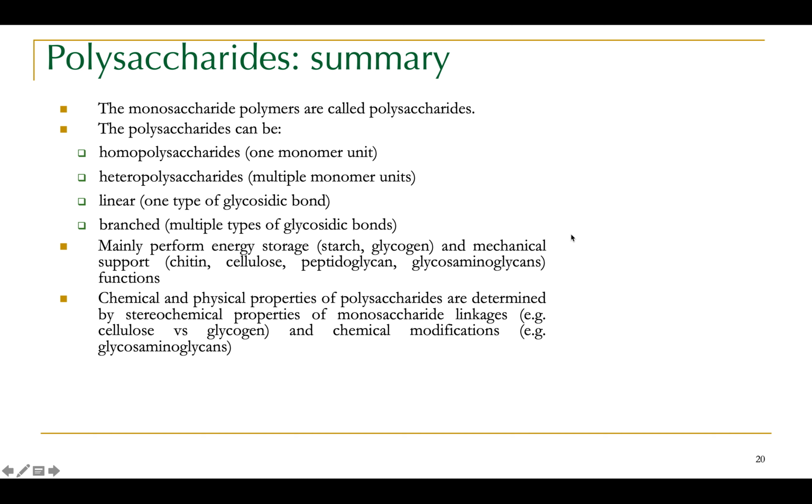Polysaccharides mainly perform two roles: energy storage, such as starch or glycogen, or mechanical support function, such as chitin, cellulose, peptidoglycan, or glycosaminoglycans. The chemical and physical properties of polysaccharides and consequently their functions are determined by a combination of the stereochemistry of linkages between the monosaccharide units within the polysaccharide and the chemical modifications and the chemical properties of the monosaccharide units.